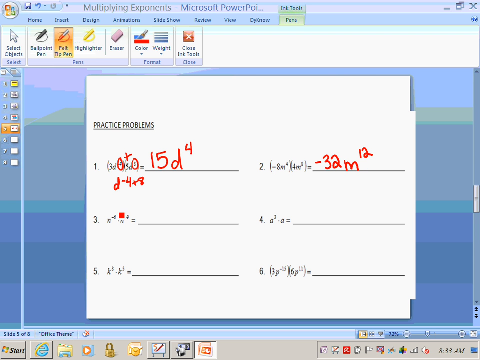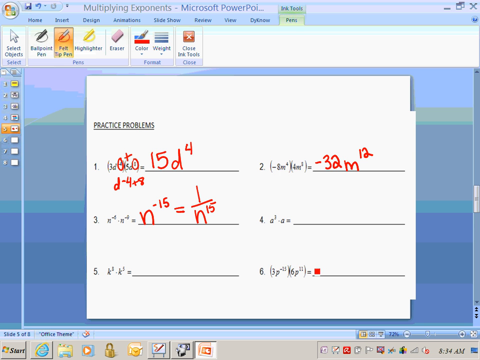Okay, let's go to number 3. I have what? N to the negative 15. Can I leave it that way? No, so what is it? How do I do it? Very good. 1 over n to the 15th. It was negative on top, so we've got to move it to the bottom. We've got to do the reciprocal.